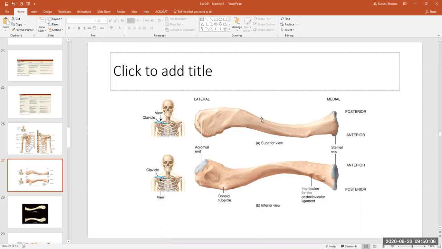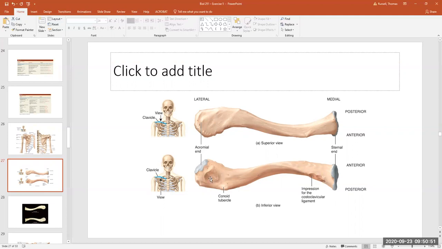But look at this clavicle right here. This is as if you're looking down on the top of the bone. This is a superior view. Now notice what it looks like. It has the acromial end over here, the sternal end over here, and then the clavicle kind of has this bend to it that goes forward. That little forward bend is always near the sternal end. And from the superior view, by the way, it looks kind of smooth. From the inferior view, if you're looking at it from the bottom, you'll see kind of an indentation. You'll see the conoid tubercle. It kind of looks rough.